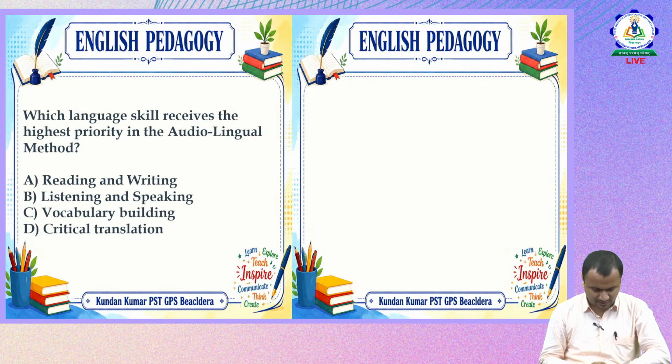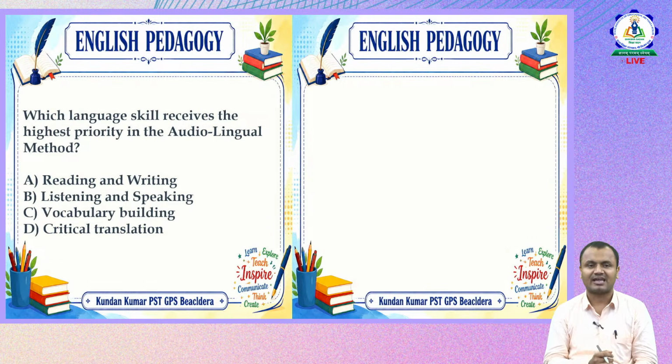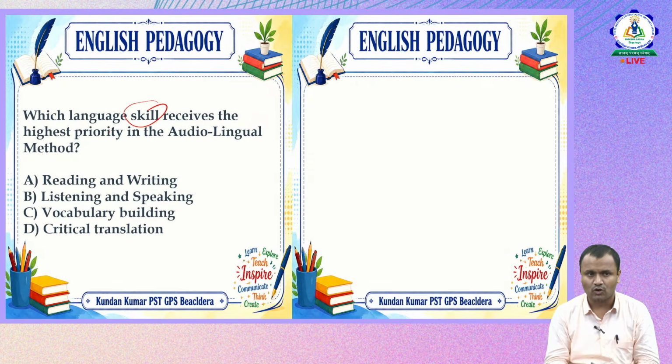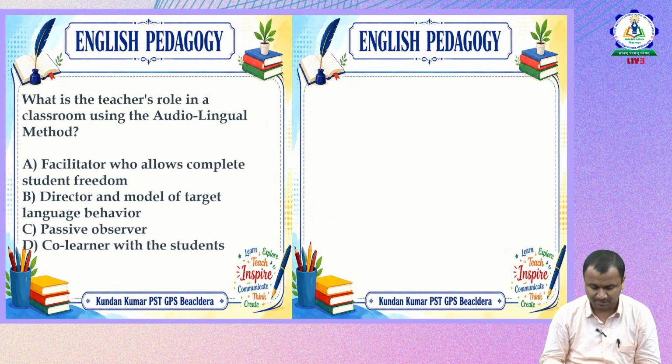Which language skill receives the highest priority in the audio-lingual method? Which skill is at the focus, at the core of the audio-lingual method? We have seen in the previous slide that the supremacy is oral, which means speaking and listening. Speaking and listening is at the core of the audio-lingual method. Just listen and speak. Listen and become speakers like native speakers.